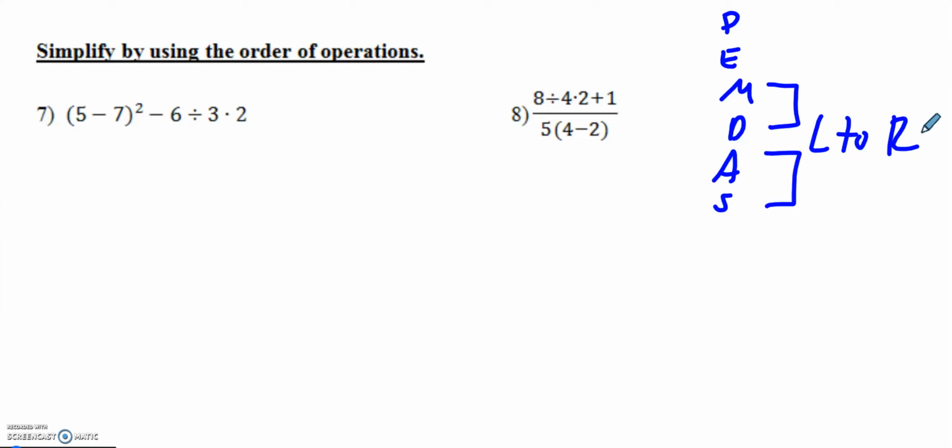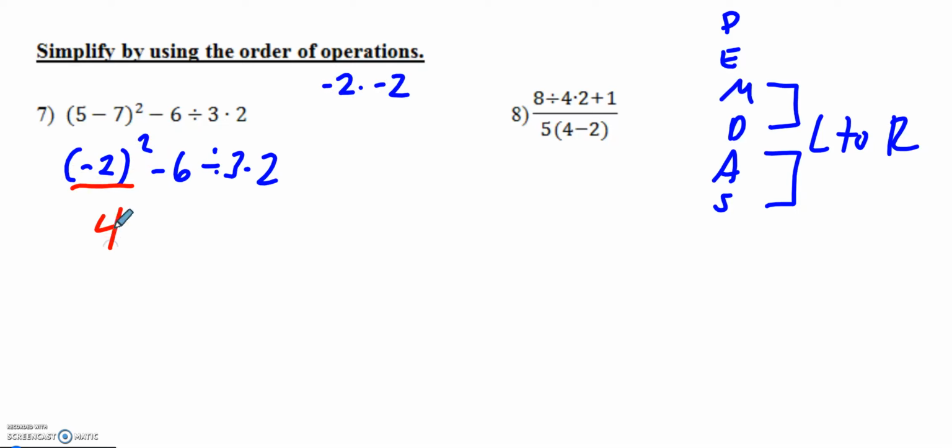Number 7, I noticed parentheses first, so I'm going to reduce in there first. 5 minus 7 is negative 2 squared, and I'm going to write everything else down so I don't lose anything. Next thing is we have exponents. Remember, negative 2 squared is the same thing as negative 2 times itself. So we have two negatives. So this really becomes a positive 4 minus 6 divided by 3 times 2.